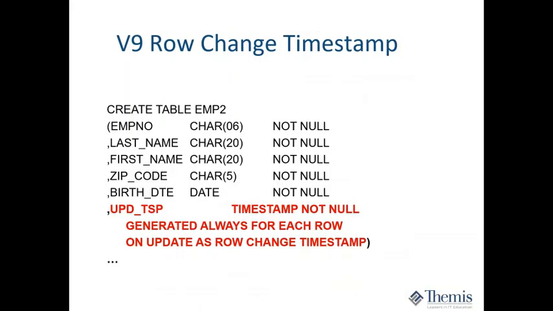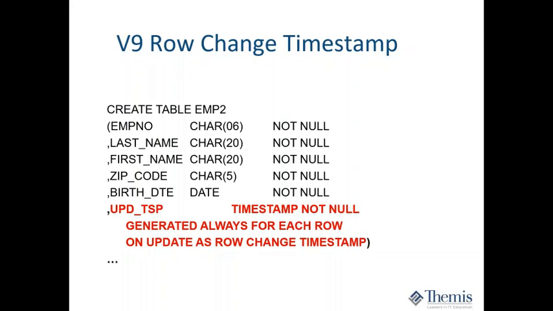Okay. A couple other version 9 things, and then we'll move on to more modern releases. But these are things that not everybody knows about, and they're pretty cool to be able to use. We have something called a row change timestamp, and all that is a timestamp column that's automatically updated by Db2 every time you update the row. Okay, so update timestamp is the name of the column. Timestamp, not null, generated always for each row on update as row change timestamp.